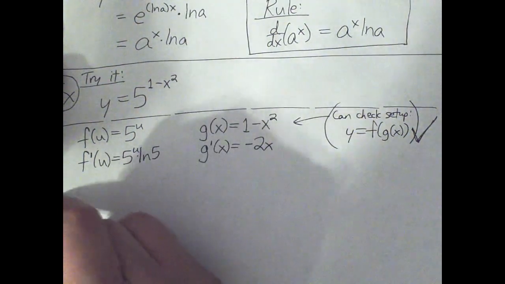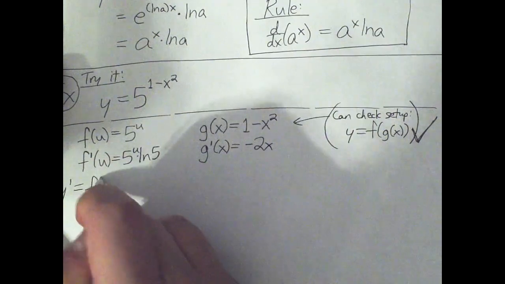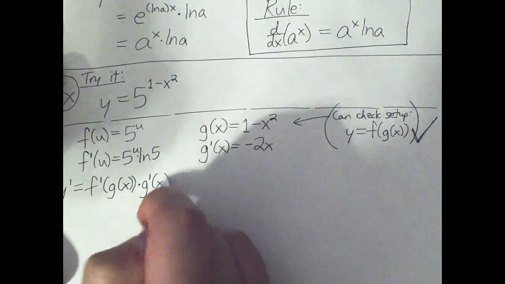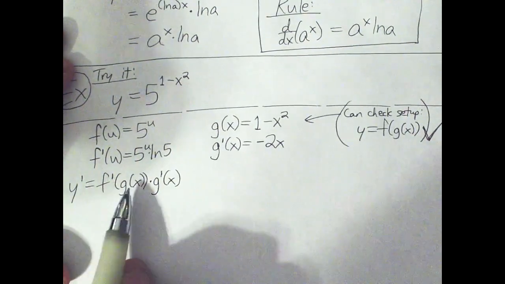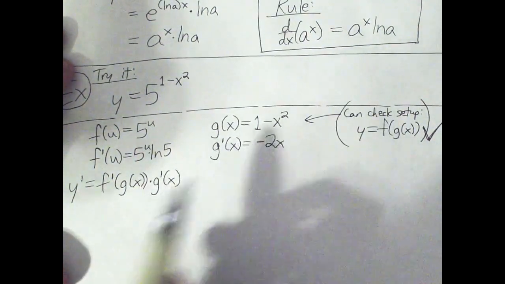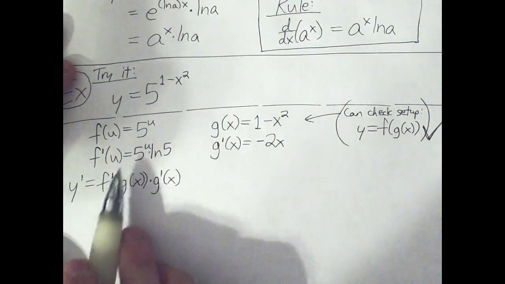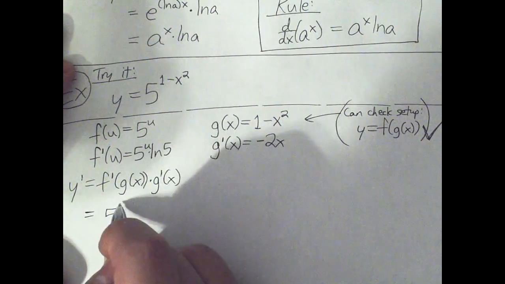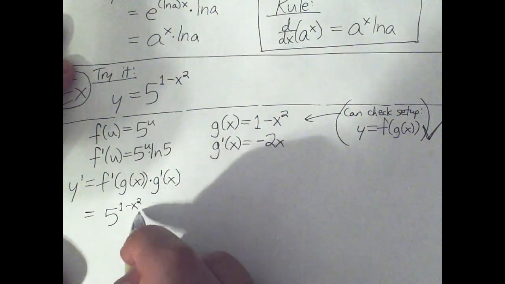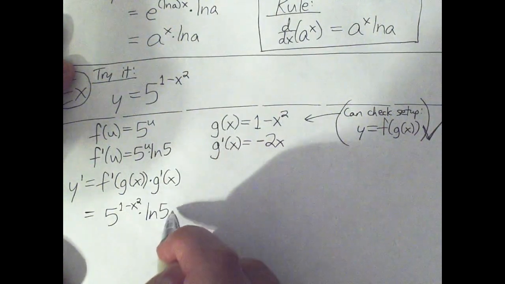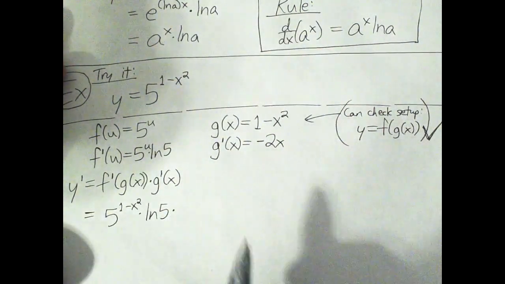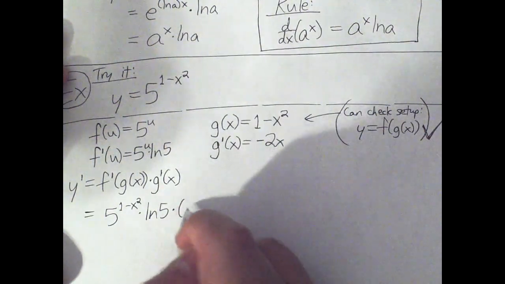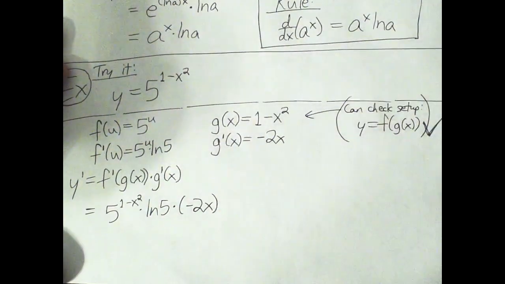So the chain rule formula says f prime of g of x times g prime of x. So it's the derivative of f of g and then times the derivative of the inner function. So f prime is 5 to the u ln 5, but we need it to be 5 to the 1 minus x squared times ln 5 times g prime of x, which is negative 2x. Okay, that's what I got.